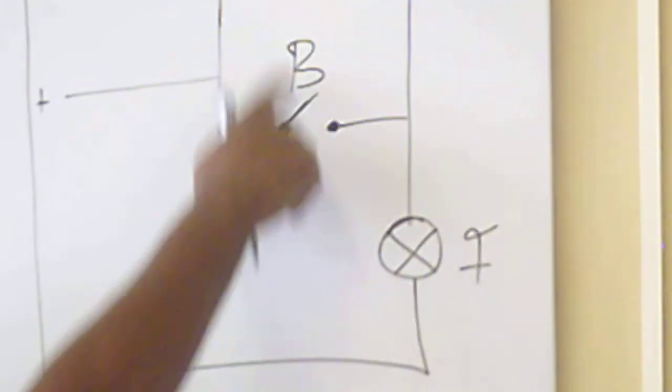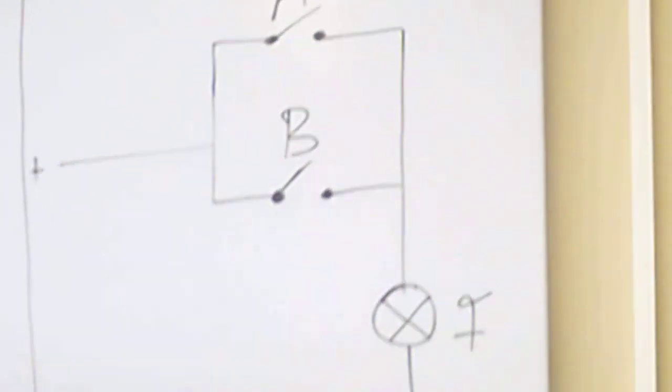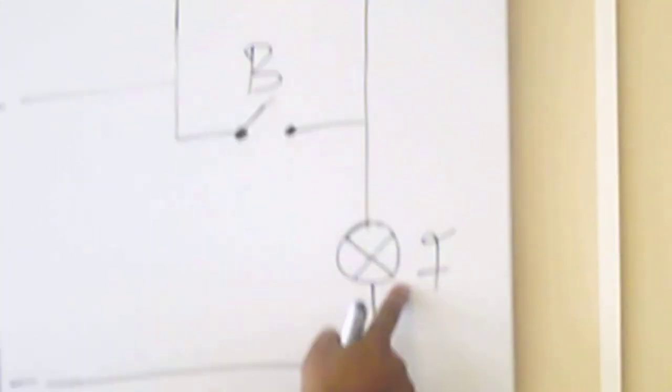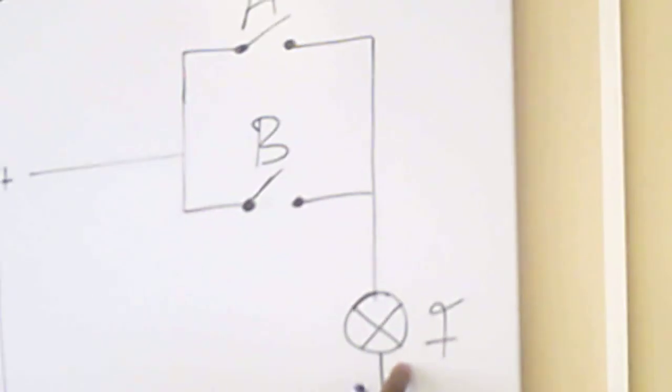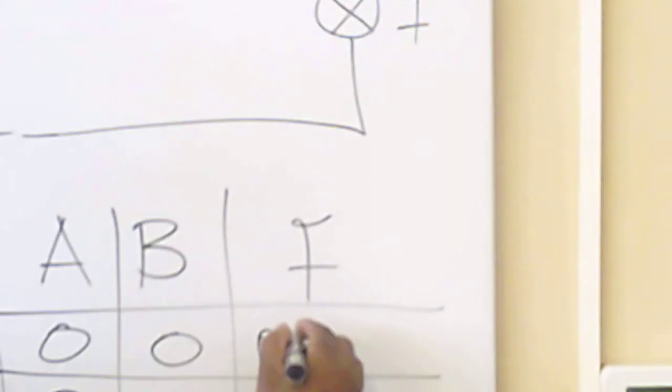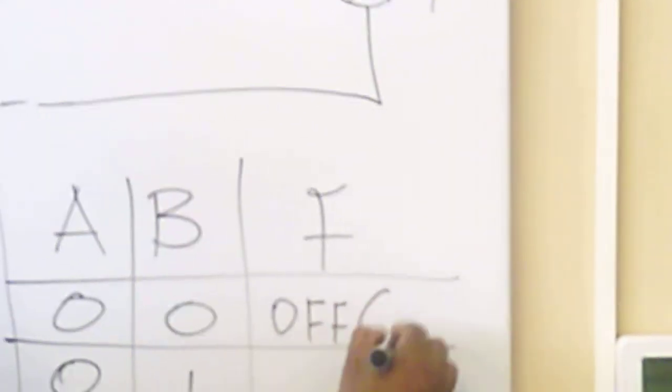Now 0, 0 means all switches. These switches are open, they are off. Will I get a current towards this lamp? No. Off. 0.